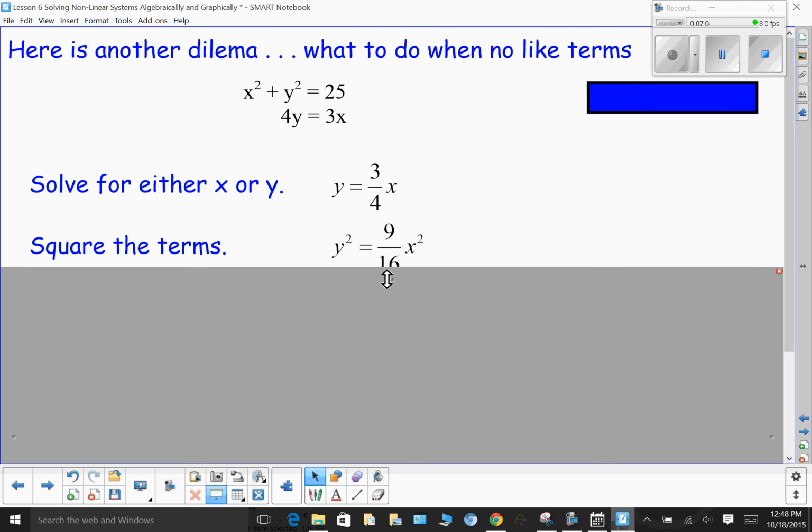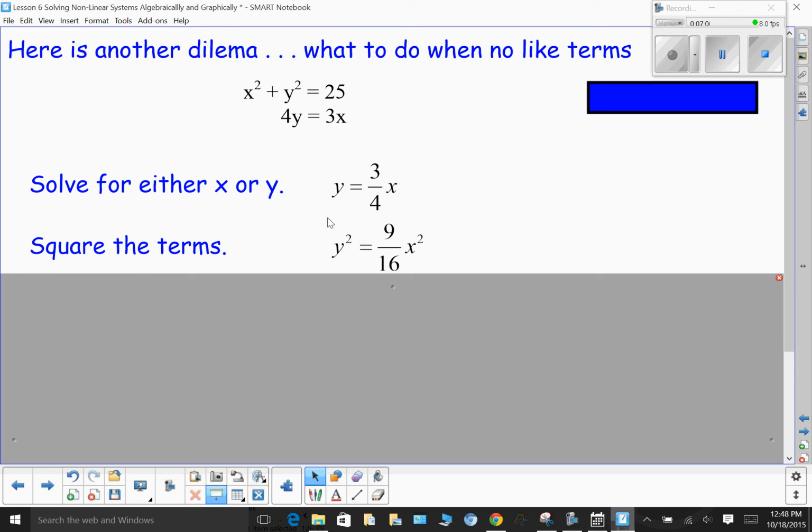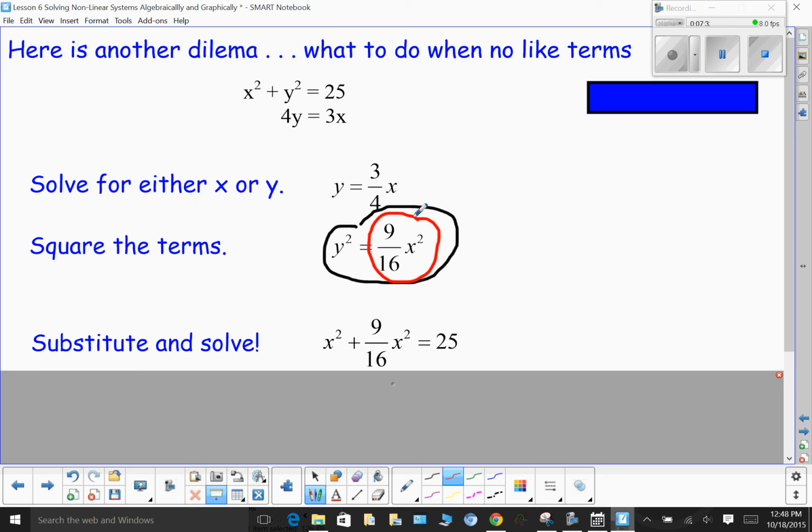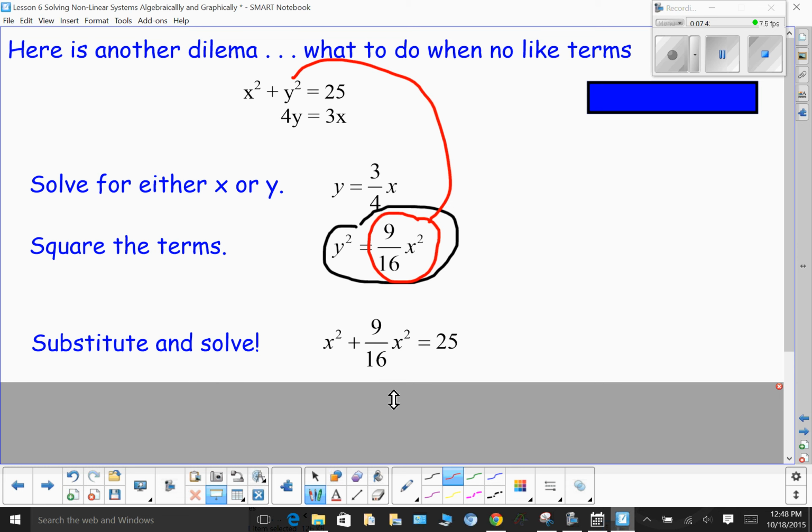Now I'm going to square both terms. Y becomes y squared. Over here, 3/4 x becomes 9/16 x squared. I simply squared both sides. Now I can substitute and solve. I know y squared is the same thing as 9/16 x squared. So I'm going to take this 9/16 x squared and put it right up here into this y squared. Now I have one equation in one variable, and I can solve that.